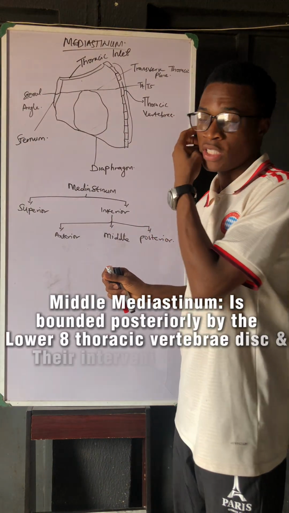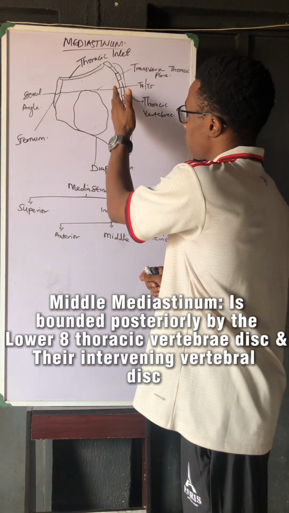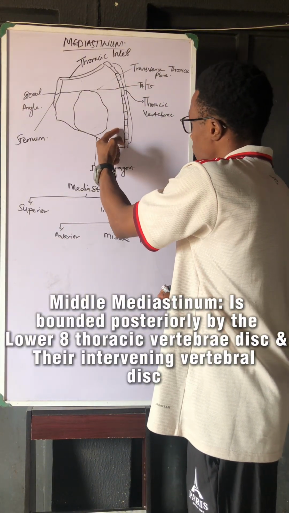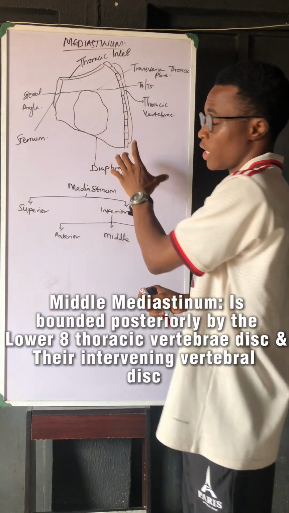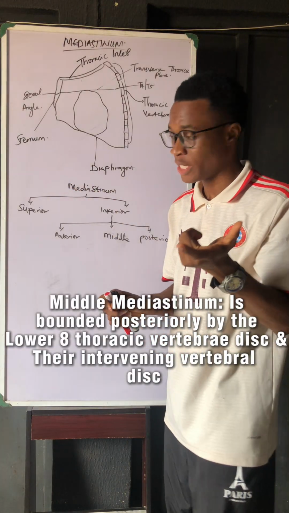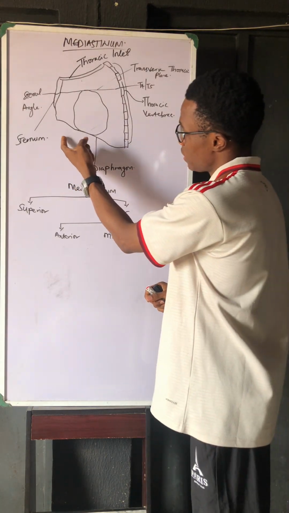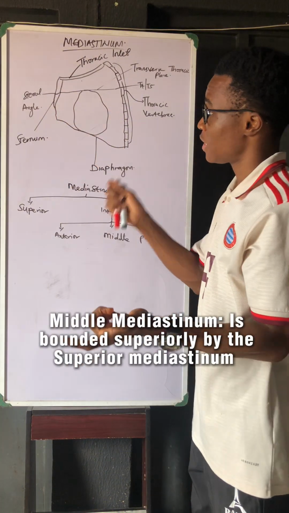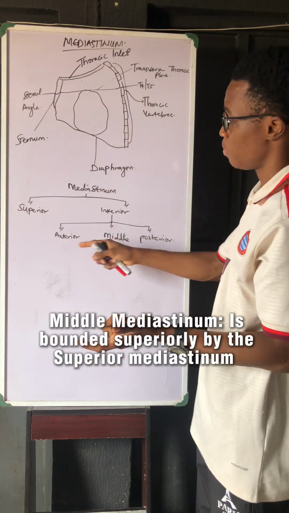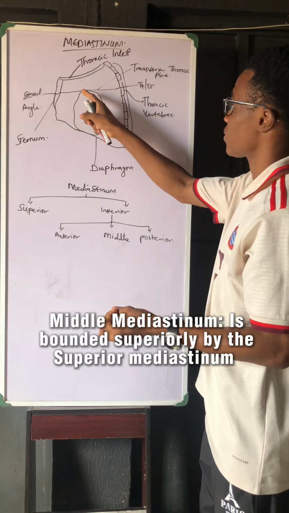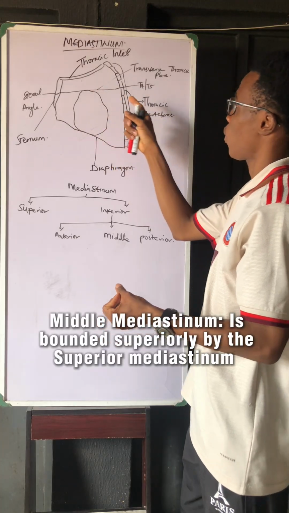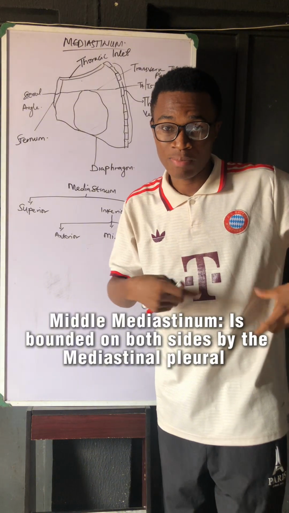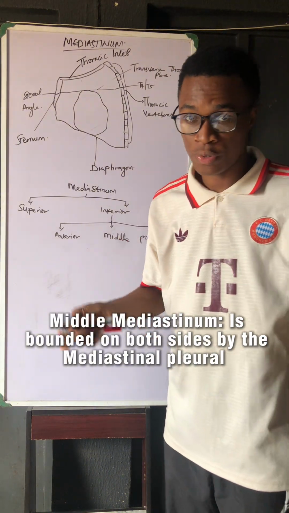Then posteriorly, it is bounded by the bodies of the lower 8 thoracic vertebrae and their intervertebral discs. Inferiorly, it is bounded by the diaphragm. Superiorly, we can say it is bounded by the superior mediastinum and the transverse thoracic plane, the imaginary plane. Then on both sides, it is bounded by the mediastinal pleura.